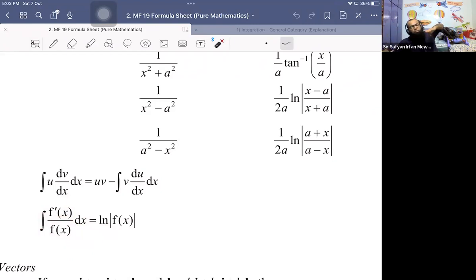If there's a function in the denominator and the differentiation of that is seen in the numerator, we have to take ln with the denominator, and that will be our final answer.